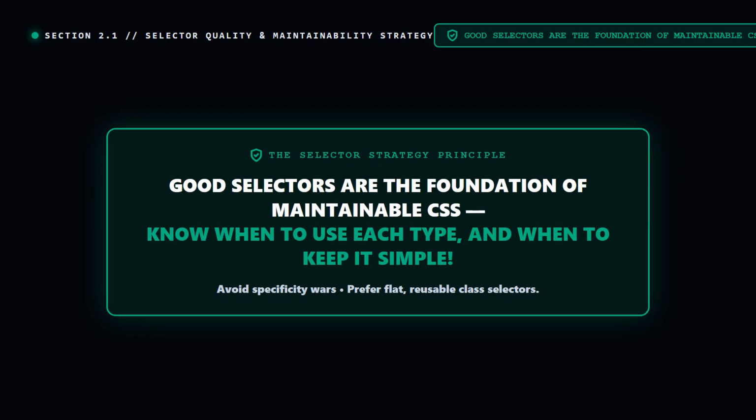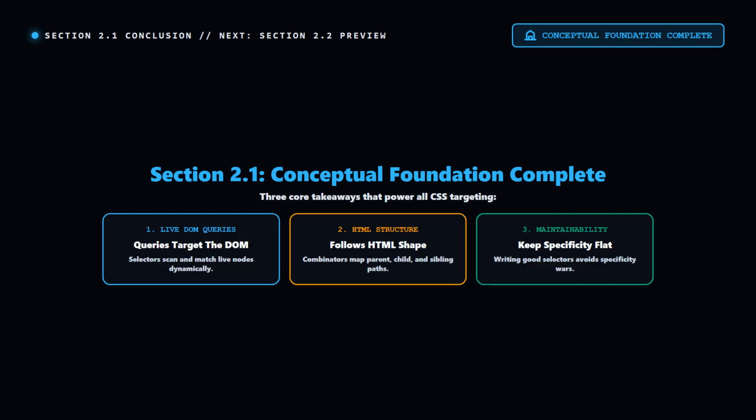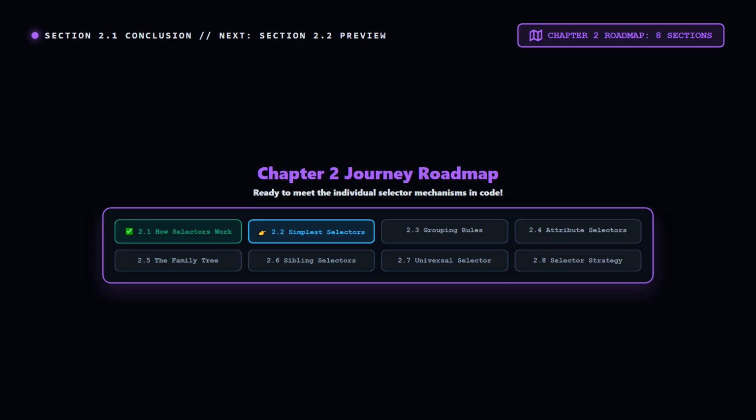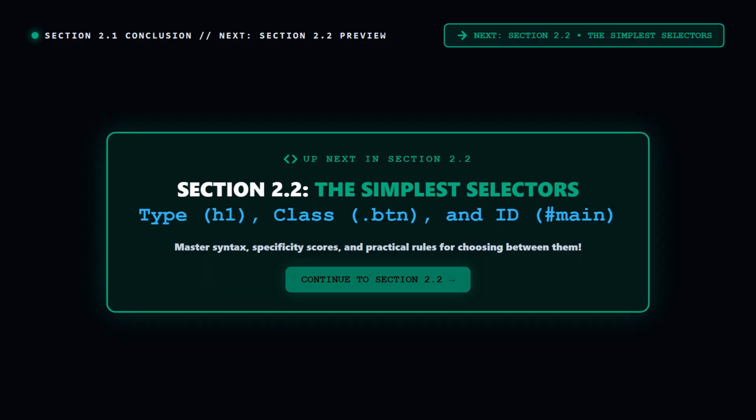This chapter will teach you every selector type and combinator available, but the real skill is knowing when to use each one, and when to keep it simple. In this section, we've laid the conceptual foundation. Selectors are queries that target the live DOM, they follow the structure of your HTML, and writing them well is essential for maintainable style sheets. Now we're ready to meet the selectors themselves. In the next section, we start with the simplest and most common: type selectors, class selectors, and ID selectors. You'll learn the syntax, the specificity, and the practical rules for choosing between them.